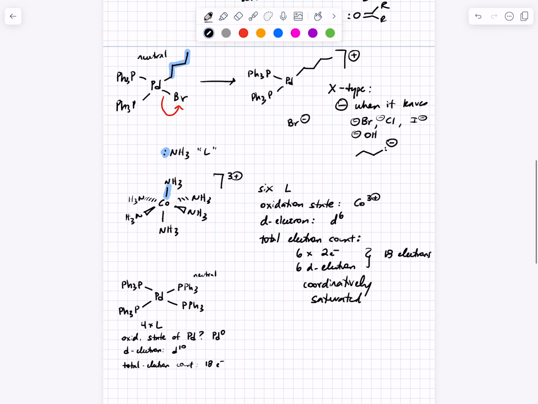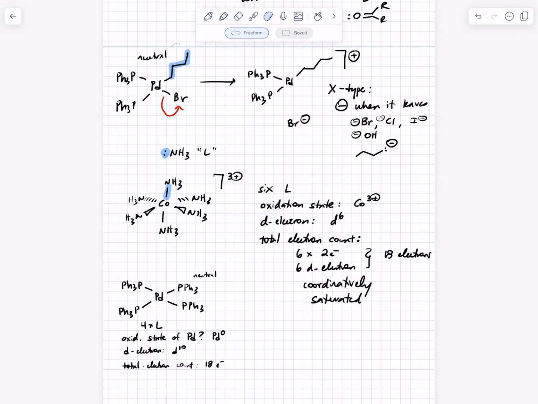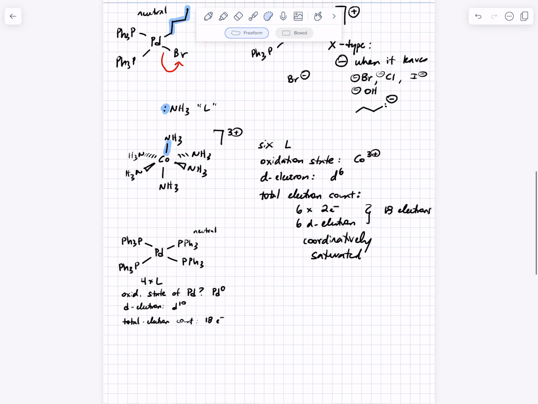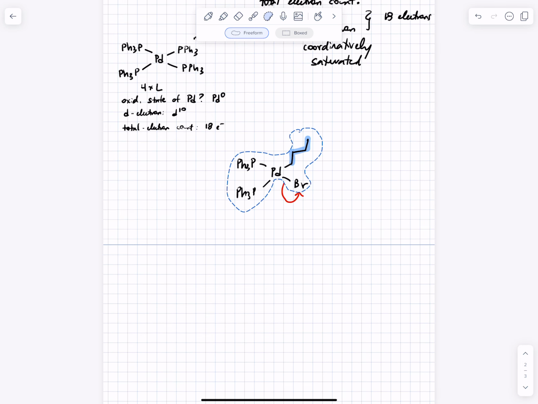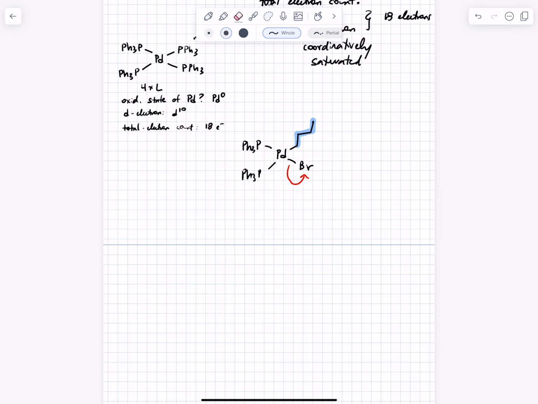Let's do real quick this complex that we did earlier. This is palladium bonded to what kind of ligands? What do we got? 2 are L and 2 are X. The overall complex is neutral. What is the oxidation state on palladium?